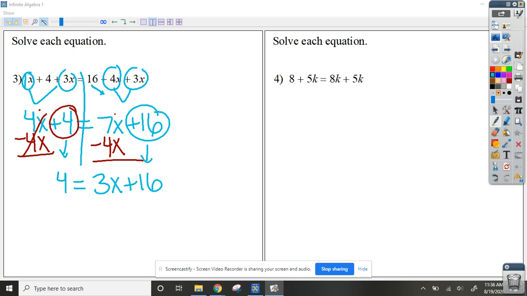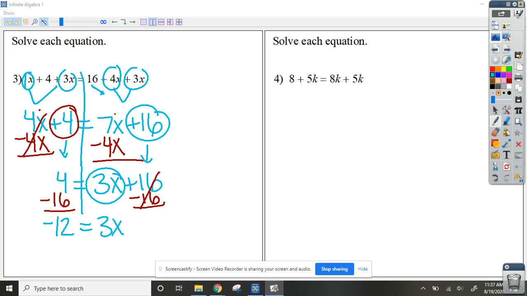Now my variable is on the right side. It's being multiplied by 3 and added by 16. So I'm going to start by eliminating addition. I'm going to subtract the 16. Subtract the 16 over here. 4 minus 16 is going to give me negative 12. I still need to bring down the 3x.